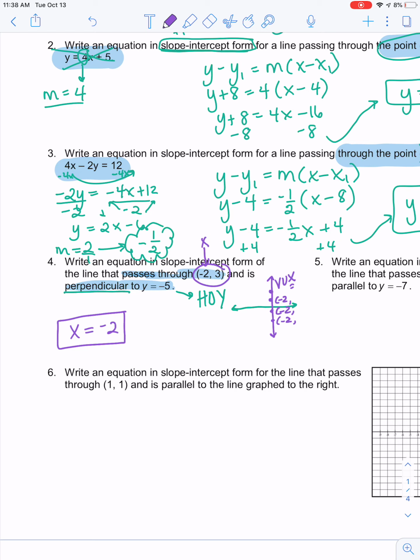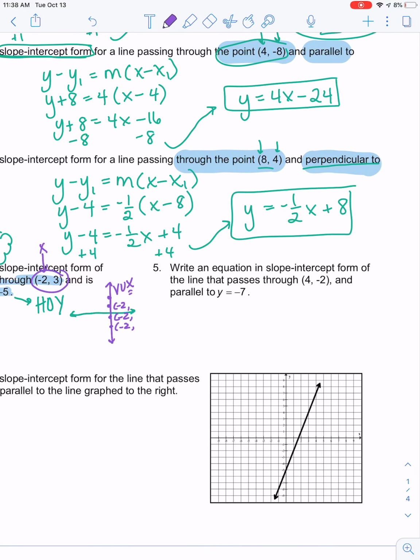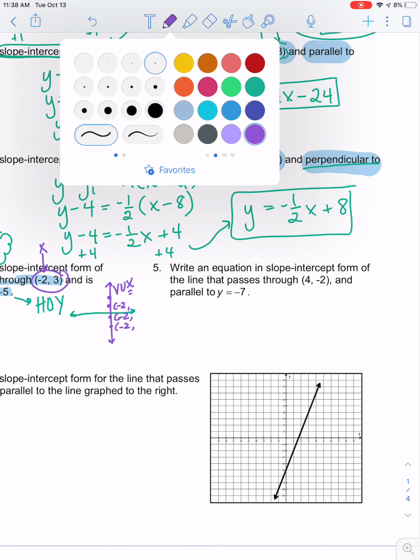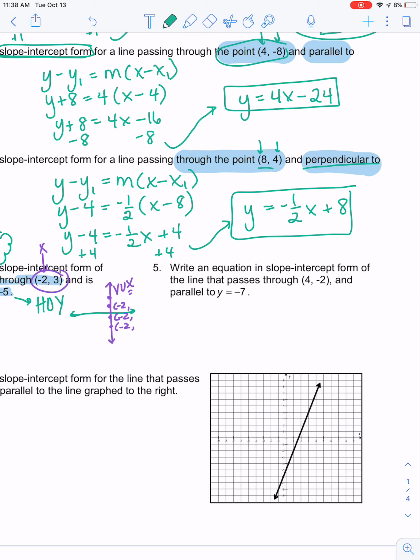Okay? If that was a little bit fast and furious and you're thinking, what just happened? We got another one, so stay tuned. So number 5, same kind of story. It says write the equation in slope-intercept form of a line that passes through 4, negative 2 and is parallel to y equals negative 7. Well, again, this equation right here is a HOY. There's no x written in there, so we know it is a HOY. It is a horizontal line. Okay? So then they give us a point that it passes through, 4, negative 2.